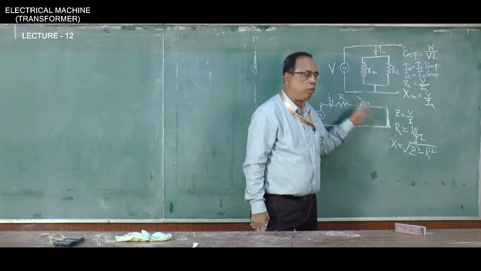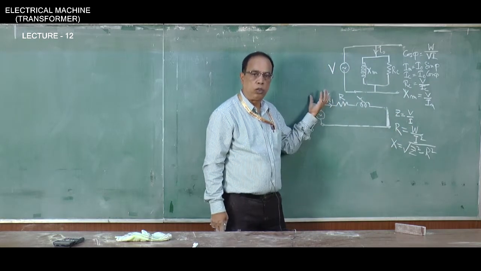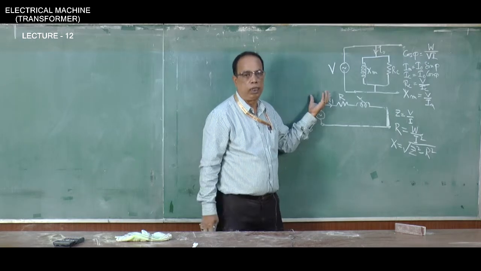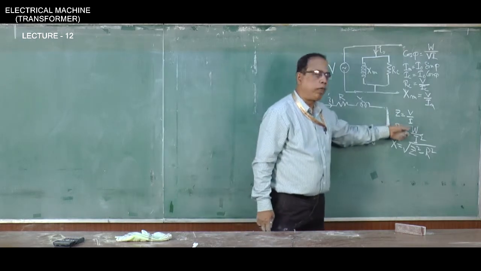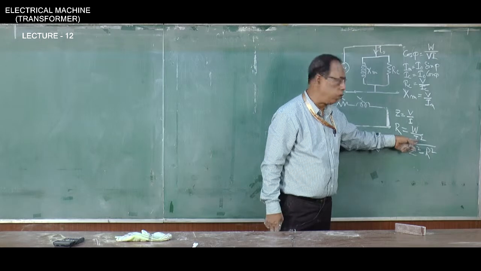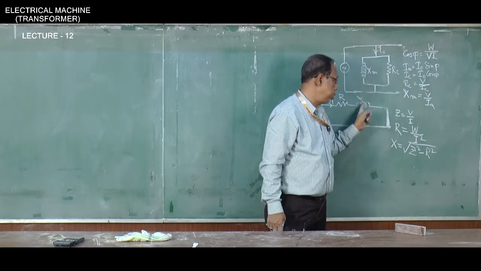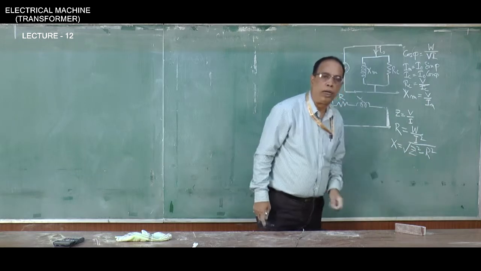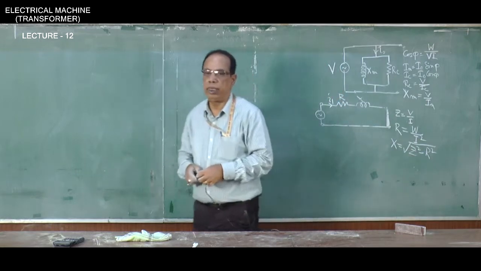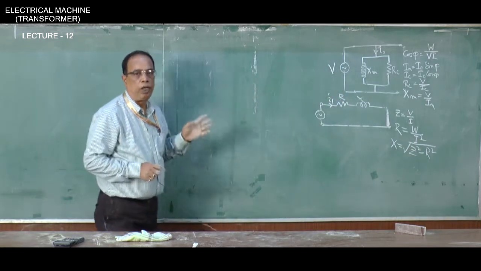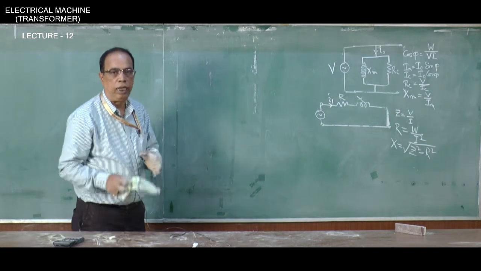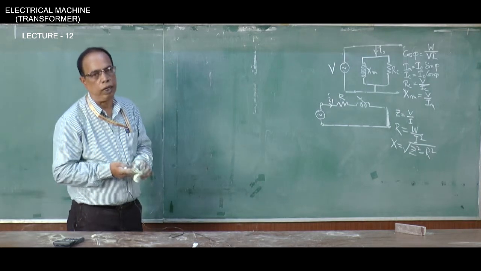Resistance we measure by measuring the power consumed in the short circuit condition. That power divided by the rated current square is the resistance, and the leakage reactance is the square root of Z square minus R square. So, let us see how it is calculated by taking the actual data of a transformer.